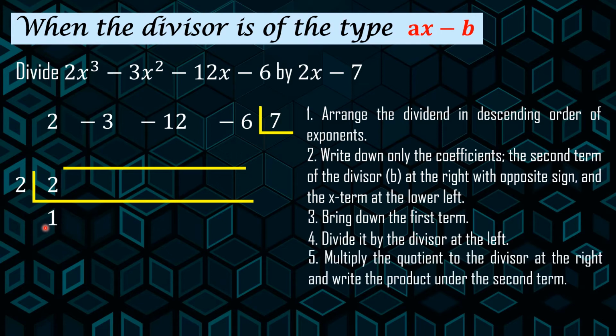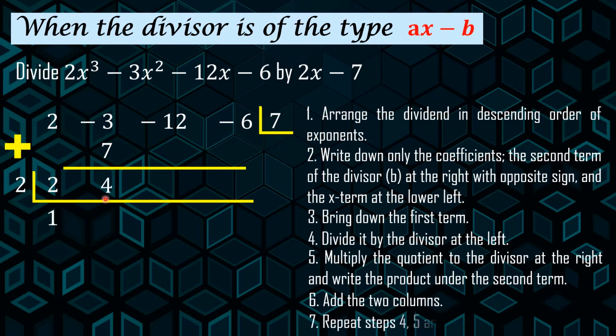Next step is to multiply the quotient to the divisor at the right and write the product under the second term. So, yung nakuha nating quotient ay imumultiply natin sa divisor na nasa taas, and then yung sagot ay ilalagay natin sa baba ng second term. So, 1 times 7 is 7. So, let us write 7 here. And then, add the two columns. So, negative 3 plus 7, dito natin ilalagay yung sagot. So, that is positive 4.